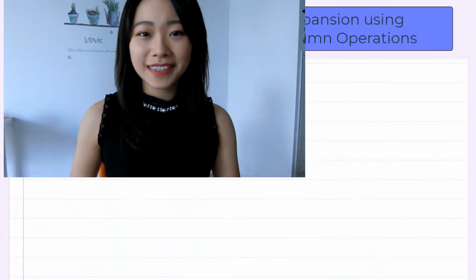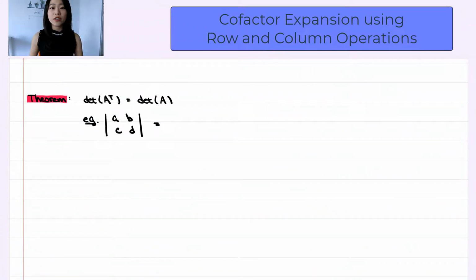My name is Gina. In the previous two lectures, we talked about determinants and the effect of elementary row operations on determinants. If you haven't watched them, I'll put the link up there. Today we are going to continue to talk about determinants. It will be easier to use cofactor expansion if we can have a row or a column that has a lot of zeros. And to get that, we can do row operations or column operations.